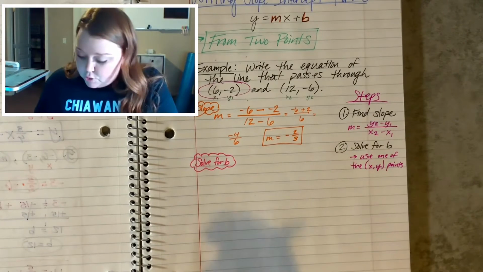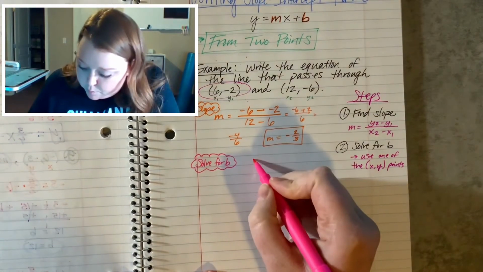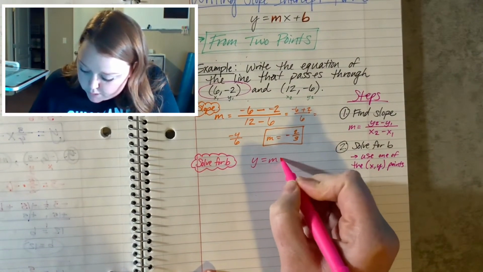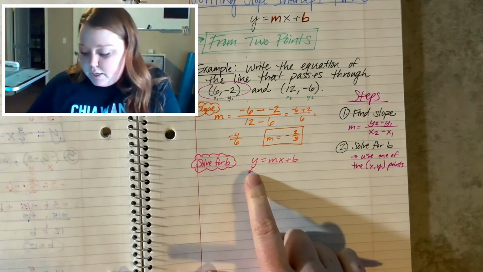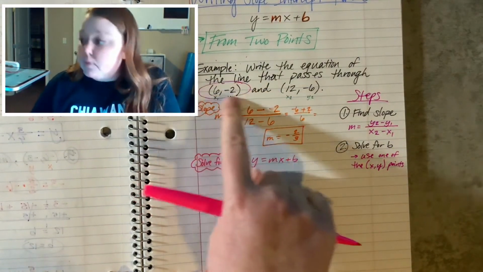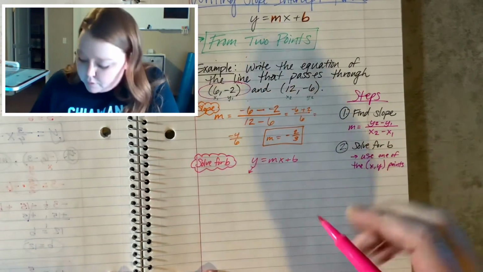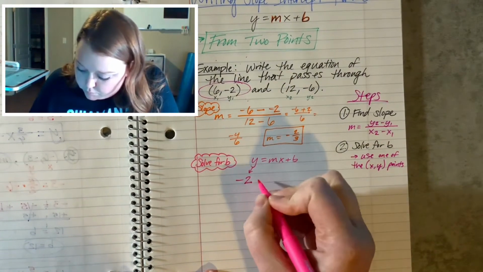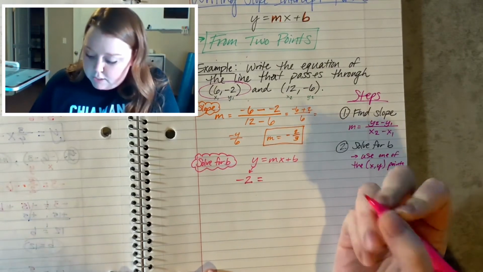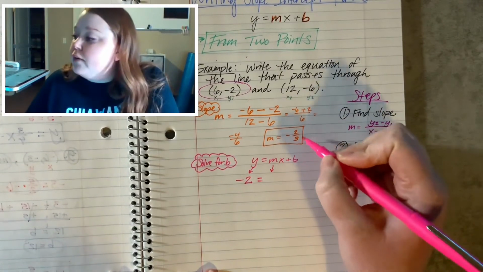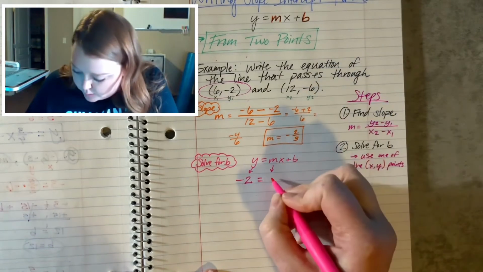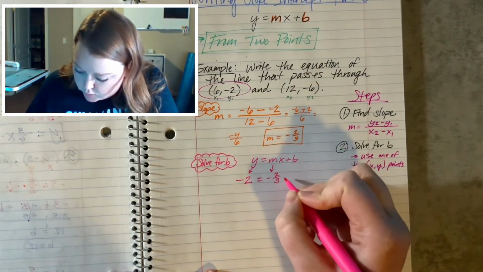Okay, so when I solve for b, I'm going to plug in what I know into y equals mx plus b. What's my y value that I can plug in? Well, I'm using this ordered pair, so my y value is going to be negative 2. Drop down my equal sign. What can I plug in for m? You just found m. m is negative 2/3.